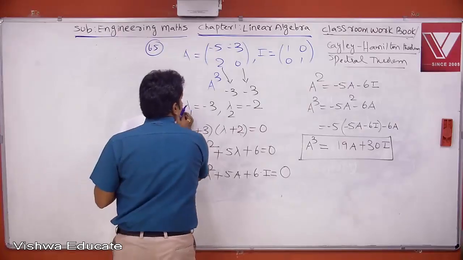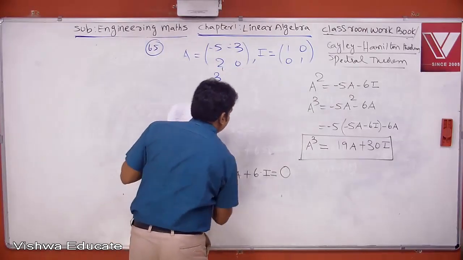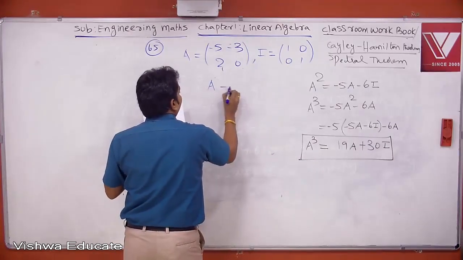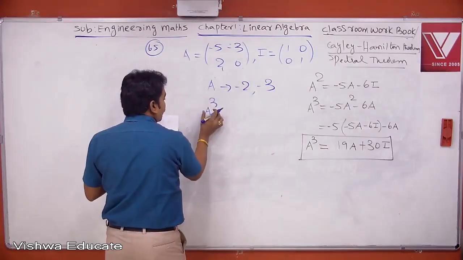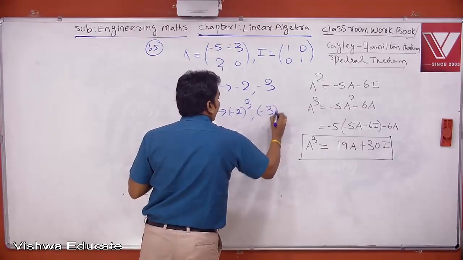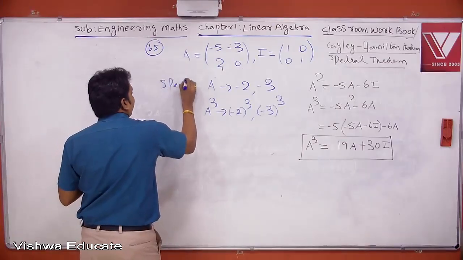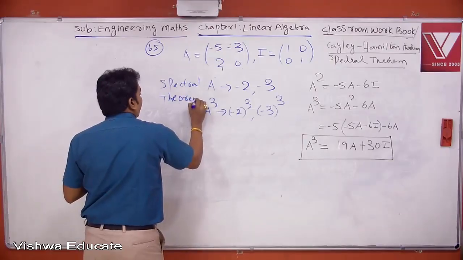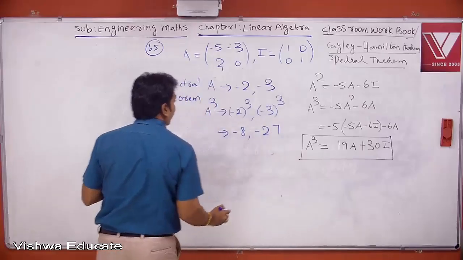Now let us solve this question by spectral theorem. What are the eigenvalues of the matrix A? Minus 2, minus 3. Now we need A cube. So the eigenvalues of A cube are minus 2 whole cube, comma minus 3 whole cube. Now I am solving this question by using spectral theorem. Previous one is by using Cayley-Hamilton theorem. So therefore the eigenvalues of A cube are minus 8, minus 27.